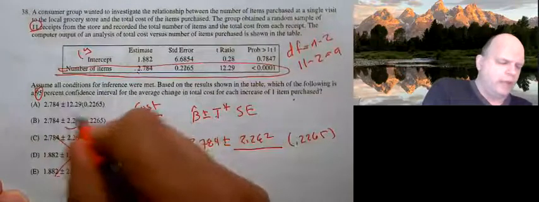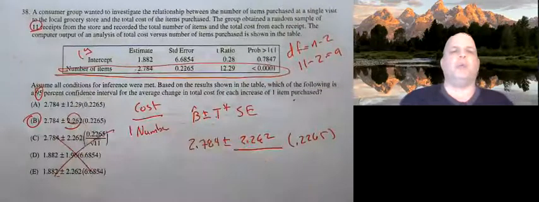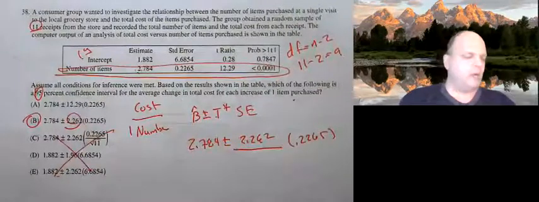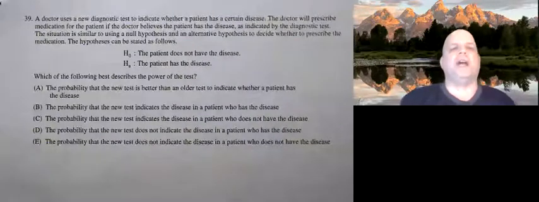2.262. That's this value. Our answer is B. The other thing is that 12.29 wasn't very reasonable to begin with. Okay. Moving on to number 39.